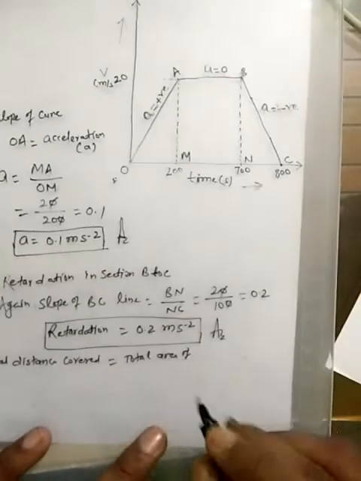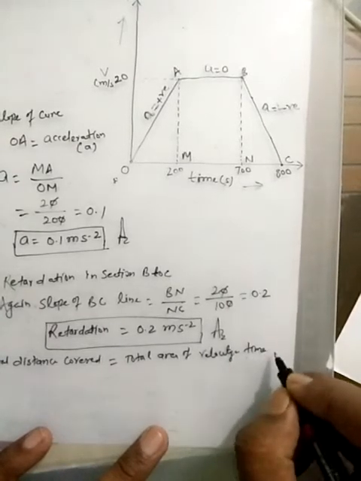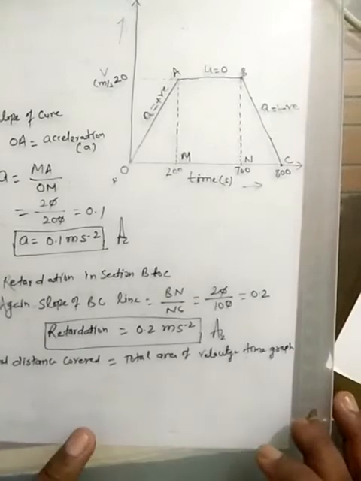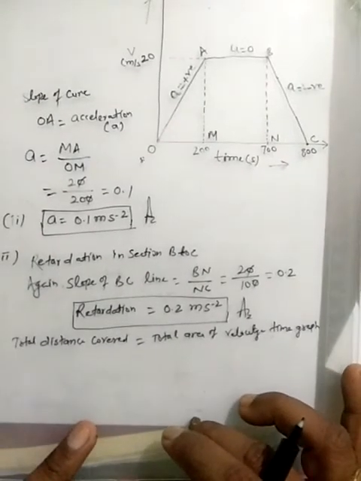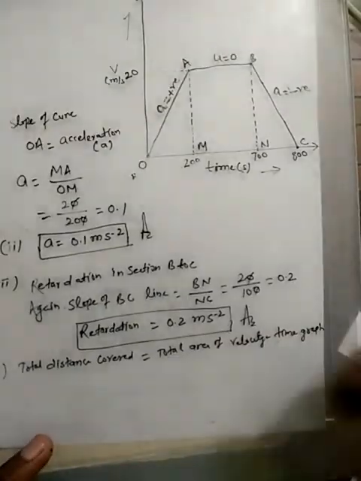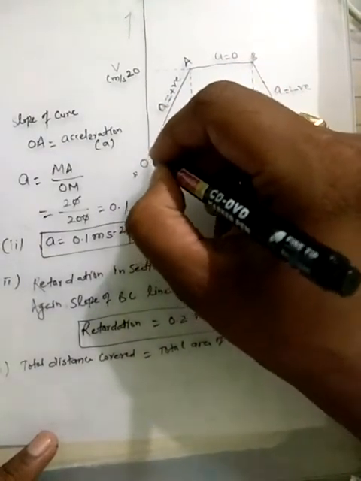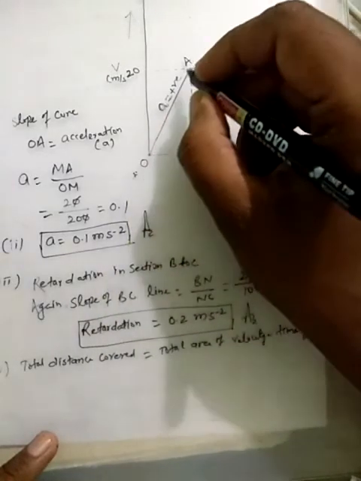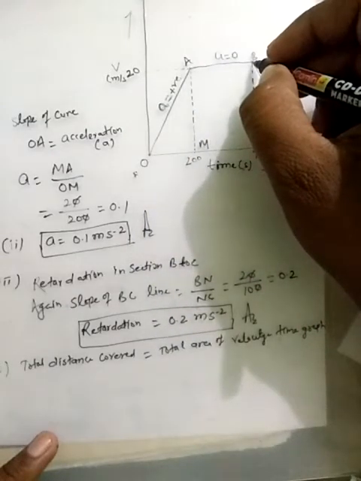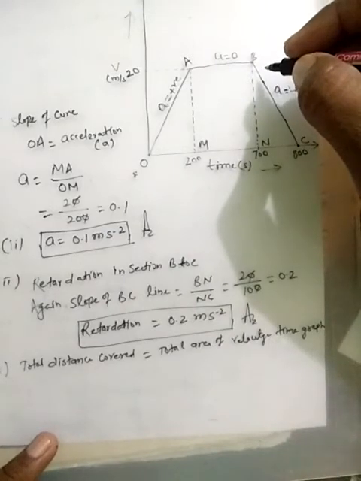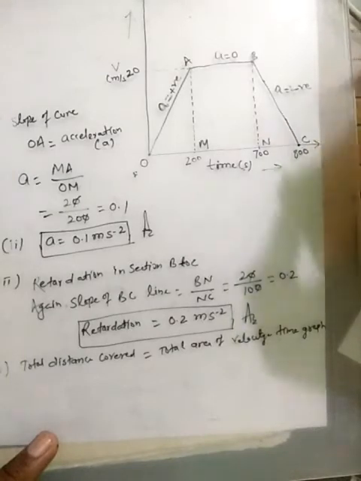area of the velocity time graph. The total area of this velocity time graph will represent the total distance covered by the object before stopping, because the object starts from rest at point O, then it reaches 20 meter per second, then it possesses the same velocity up to point B, and then again the velocity of the object decreases and reaches rest.